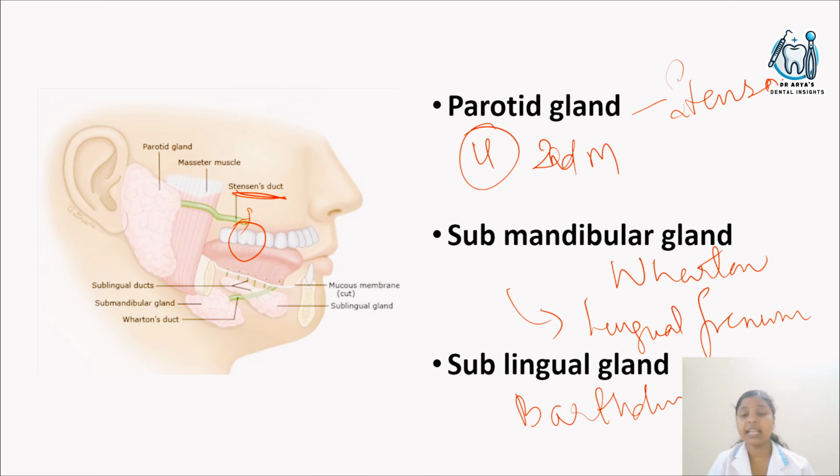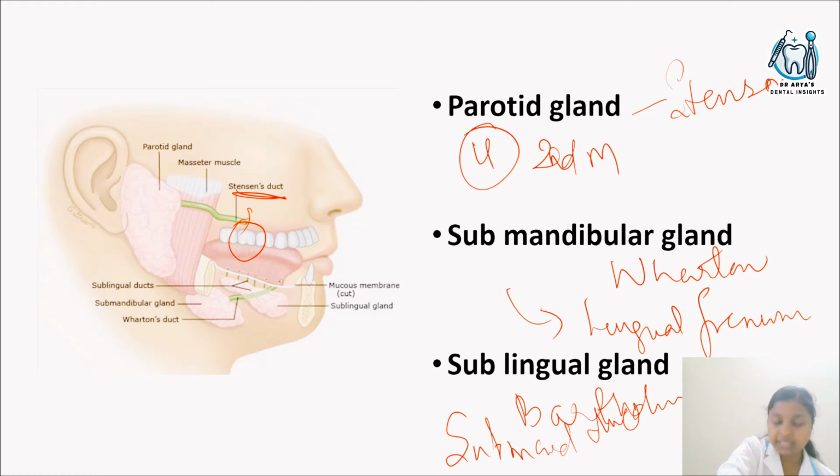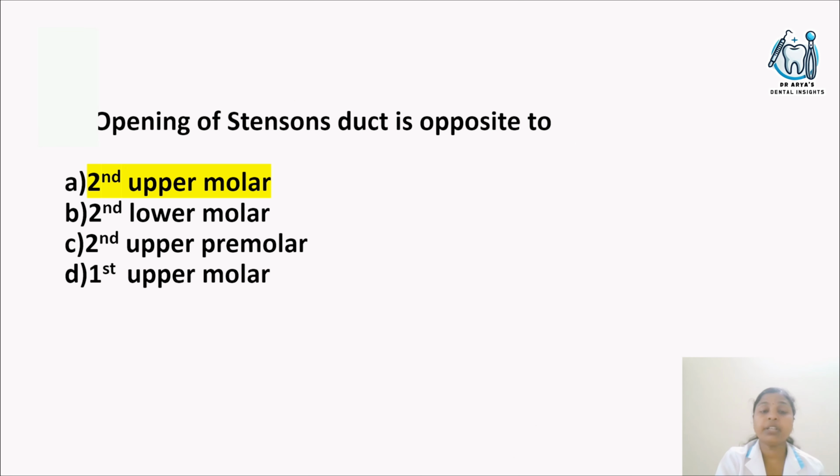Then the sublingual gland, that is Bartholin's duct, opens near the submandibular duct. Here this is the submandibular. So Bartholin's duct opens near the submandibular duct, and several minor ducts open along the sublingual fold independently. So these are the various glands and ducts. For the parotid gland, the opening of Stenson's duct is opposite to the upper second molar.